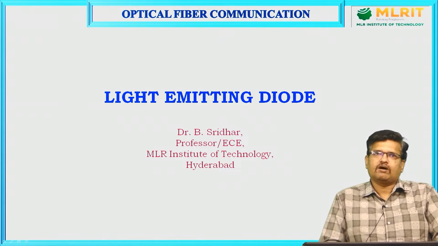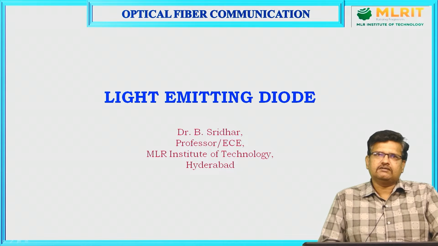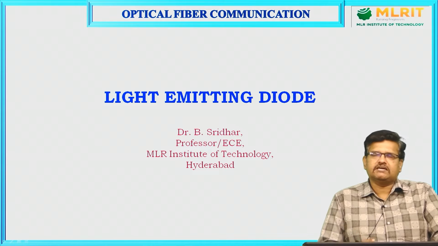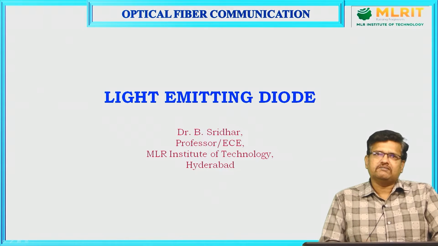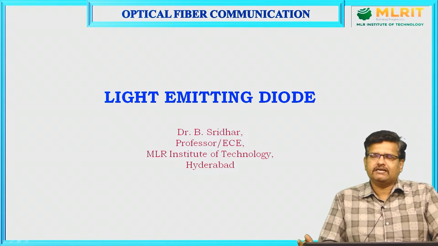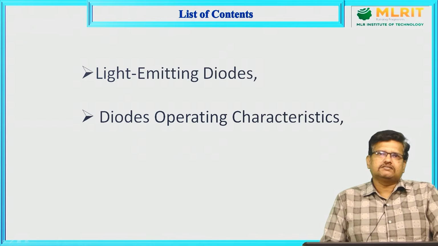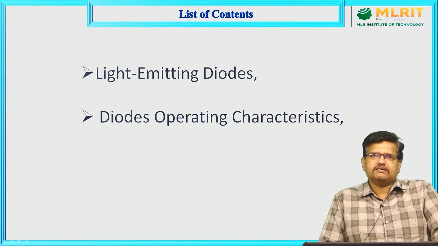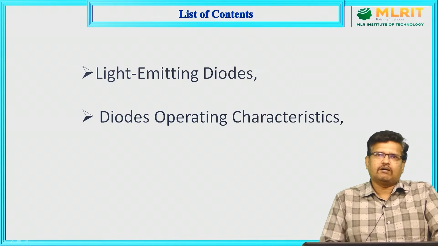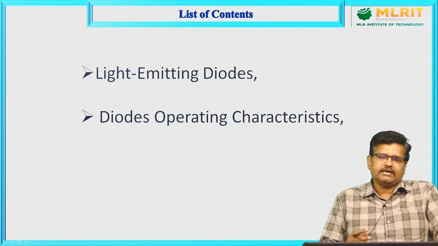Second one, the optical sources. Here we can use either LED or laser source, because conventional sources are electrical, but we need to convert the electrical signal into a light signal, in the form of either LED or laser. Now, we are going to discuss about light emitting diode. As I said earlier, LED and laser are the two major optical sources to achieve the optical communication system efficiently. Now, we will see light emitting diode and diode operating characteristics.